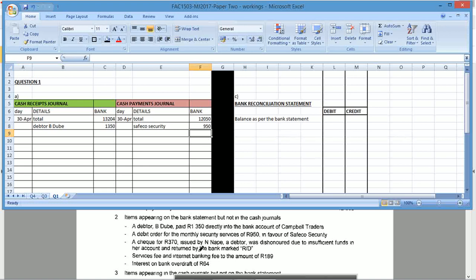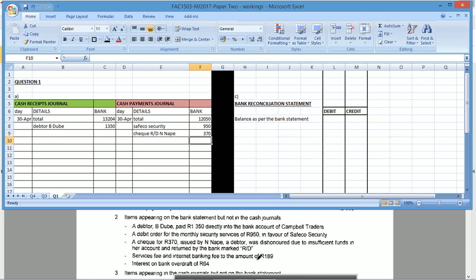A check for 370 issued to N, a debtor, was dishonored. Where do dishonored checks always go? Correct, the check ID. How much? 370.